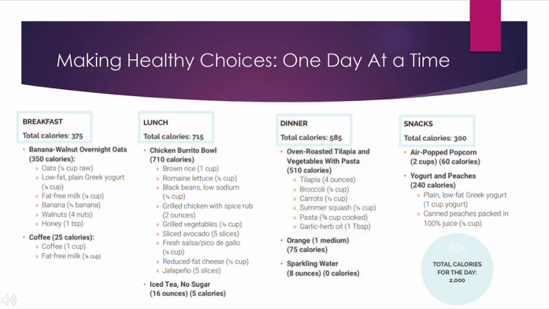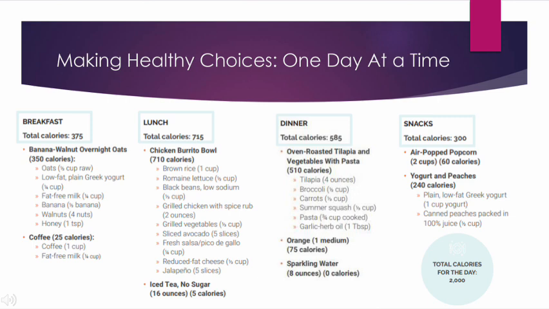Now, let us look at dinner. Dinner includes roasted tilapia, vegetables, and pasta. Here, we again see a combination of protein, carbohydrates, and micronutrients. Fish is particularly beneficial because it contains healthy fats such as omega-3. Vegetables provide vitamins and fiber, while pasta provides energy.